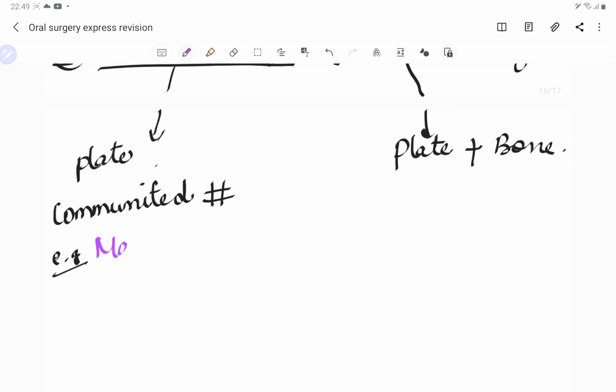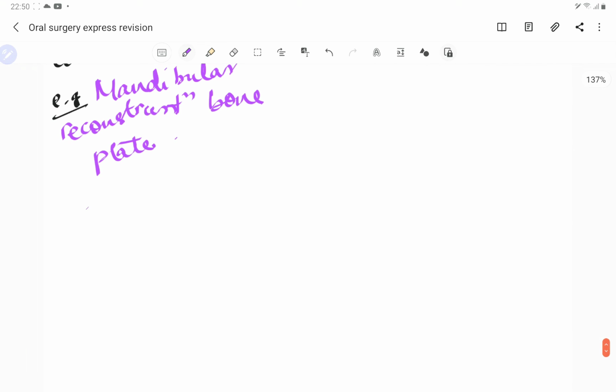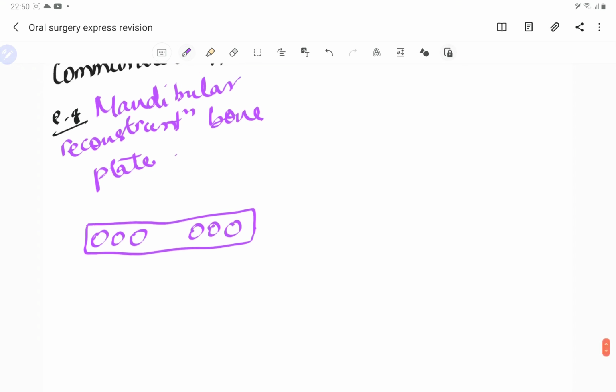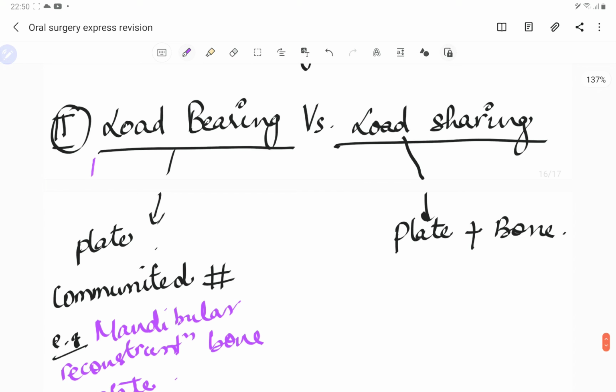So this is the mandibular reconstruction bone plate. Basically, guys, this is a bulky plate which contains a minimum of 3 screws on one end and 3 screws on the other end, so that the plate is taking up all the load. We are putting in a bulkier plate, and sometimes this fixation is also known as bridging fixation.